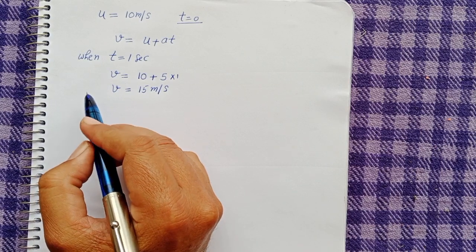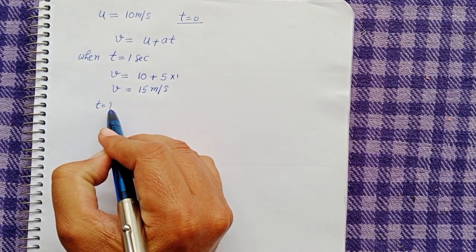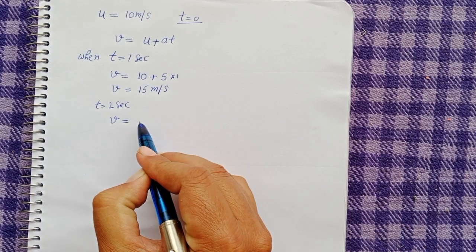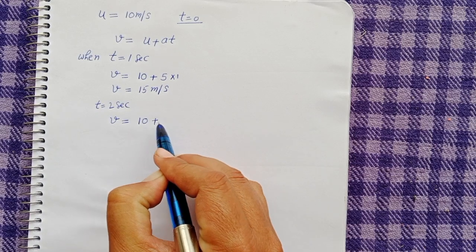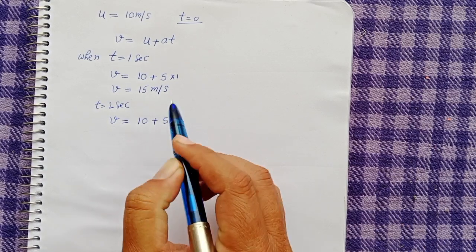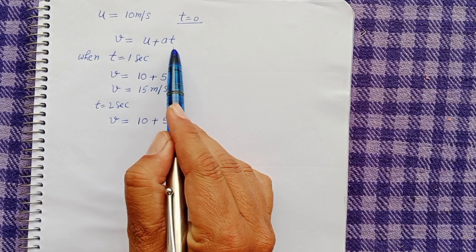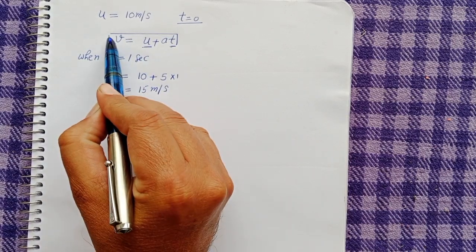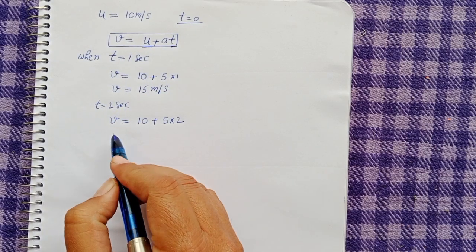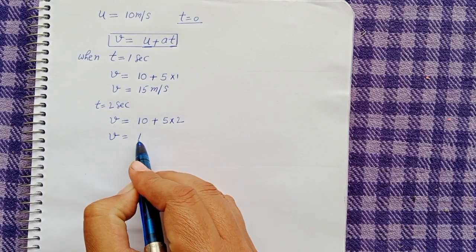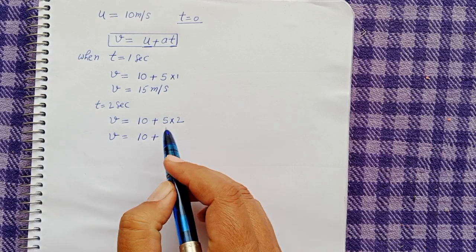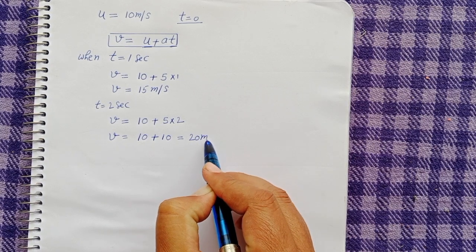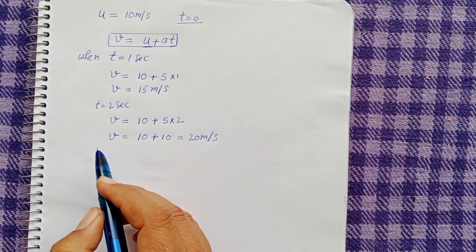Now the second case, when time is 2 seconds. Now the velocity equals 10 plus 5 into 2. I have substituted the values of time and initial velocity in this equation. Now what do we get? Velocity equals 10 plus 10, which is 20 meter per second.